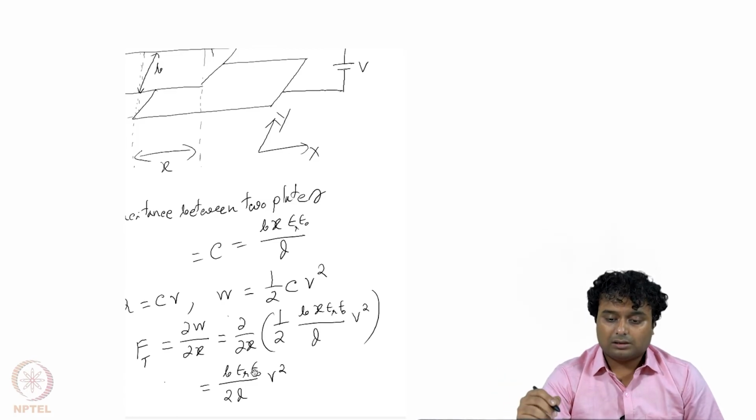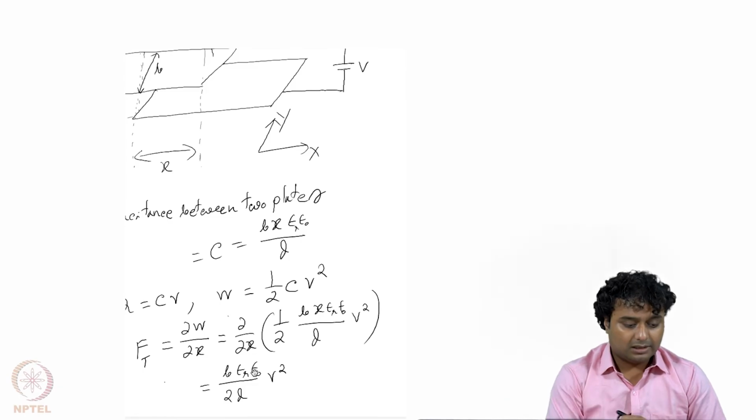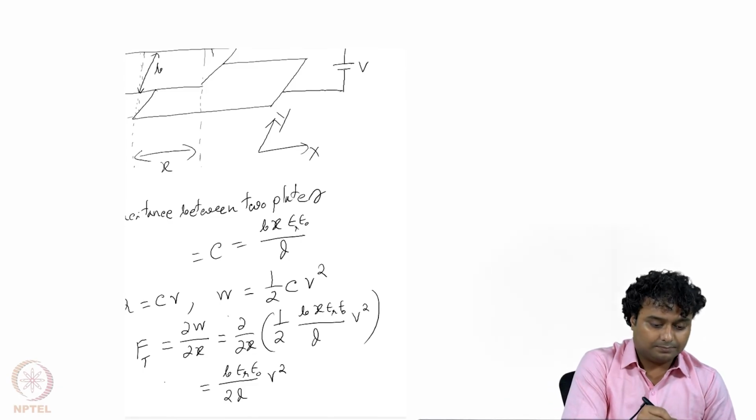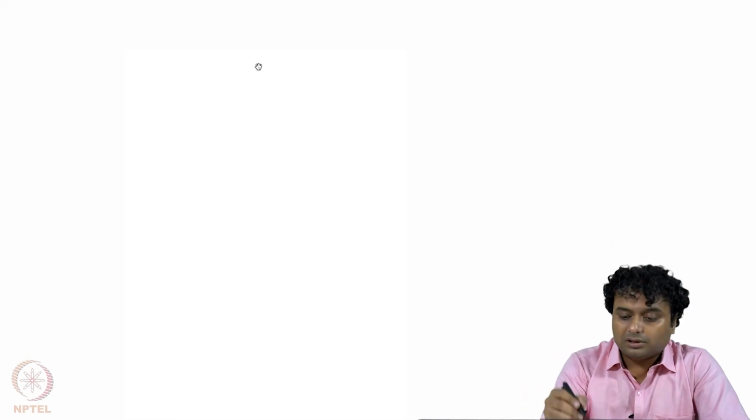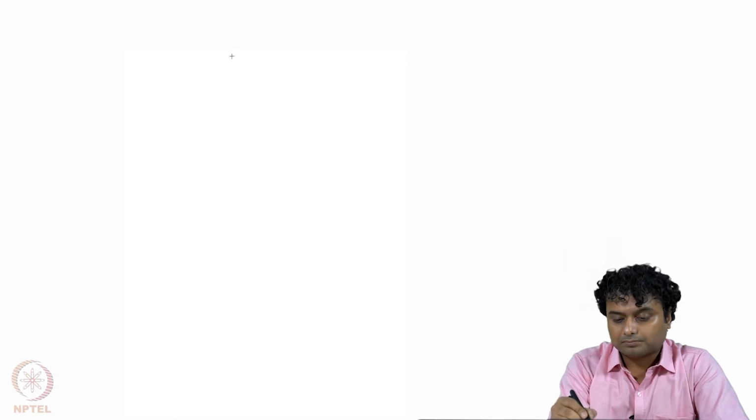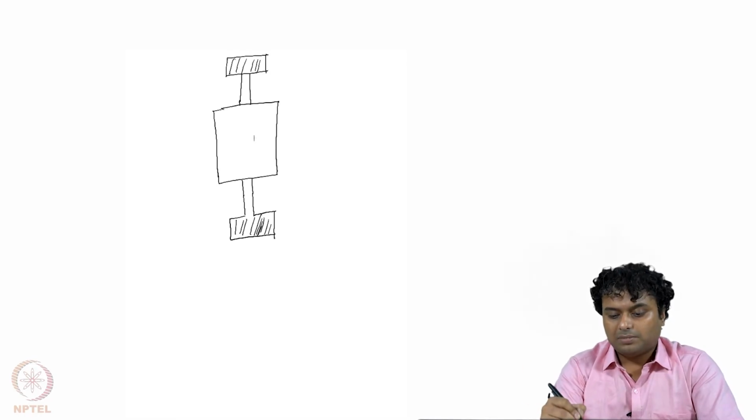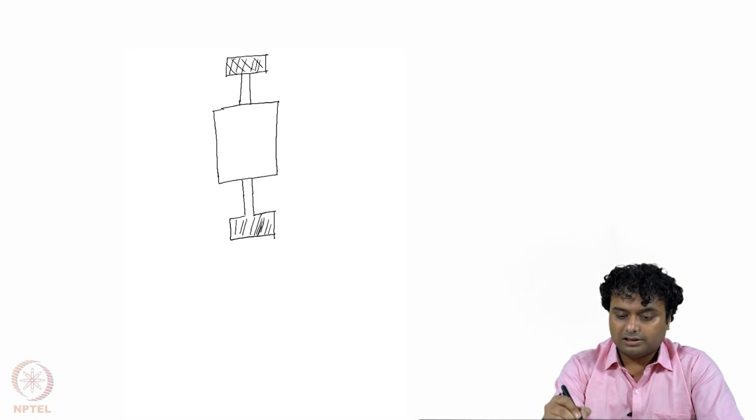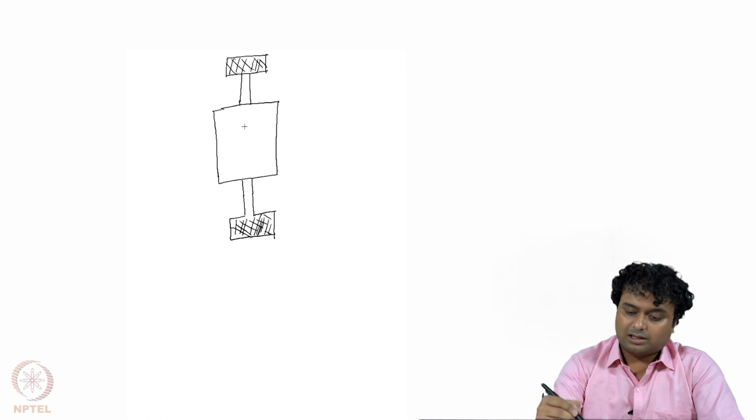Now this concept we need for our next case, which is a comb actuator. So what is a comb actuator? Comb actuator is a structure like this. So I will draw the structure. So this plate is fixed at these two supports. So this shaded region is at the points where the beam is fixed.